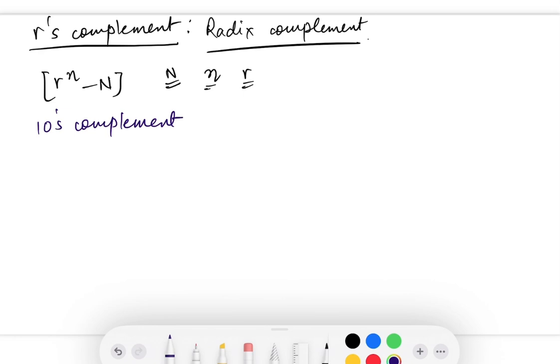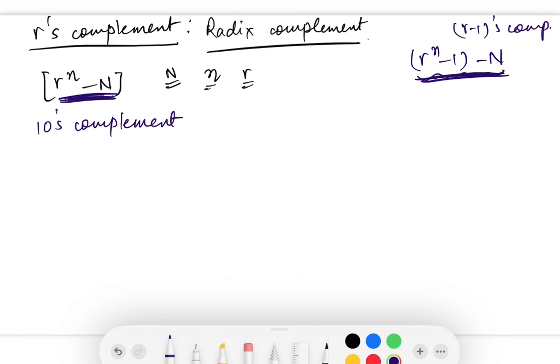Now one thing: what was the formula for the r minus 1's complement? r raised to the power n minus 1 minus capital N. This was the formula for the r minus 1's complement. If you see both the formulas, the r's complement is 1 more than the r minus 1's complement. You can see this minus 1 is here, but this minus 1 is not in the r's complement. So what we can say is, if I want to calculate the r's complement, just add 1 to the r minus 1's complement. So write it down somewhere. It is a very important thing.